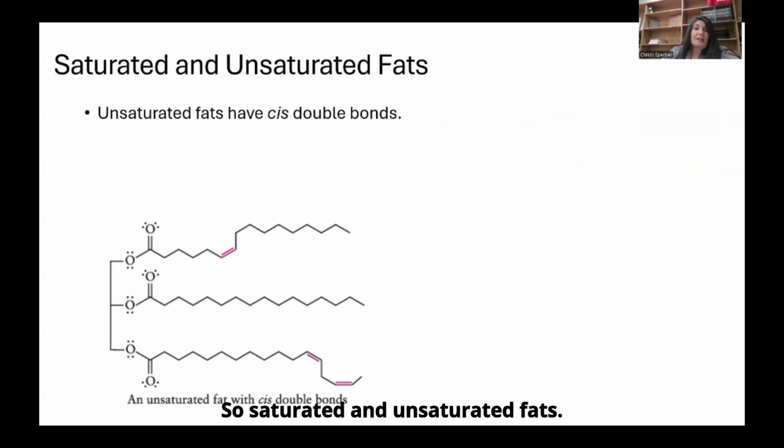So, saturated and unsaturated fats. Unsaturated fats have cis double bonds. This shows you, it doesn't show the H's, remember, but these are carbon groups on both sides and hydrogens on the other side. The hydrogens are on the same side, the carbon groups are on the same side, therefore they're cis bonds. Same here, we have hydrogens on one side, carbon groups on the same side on the other. They're cis bonds.